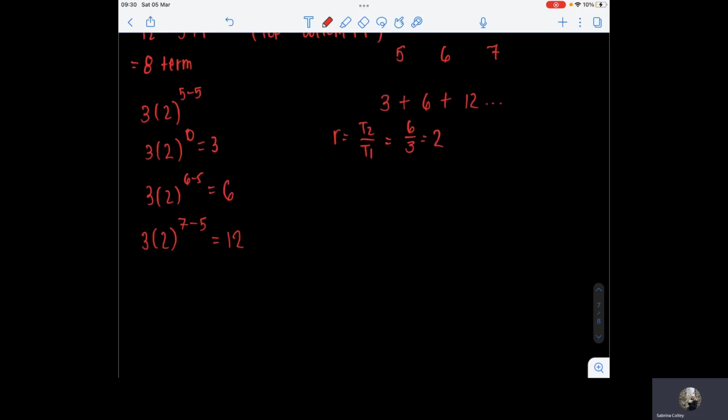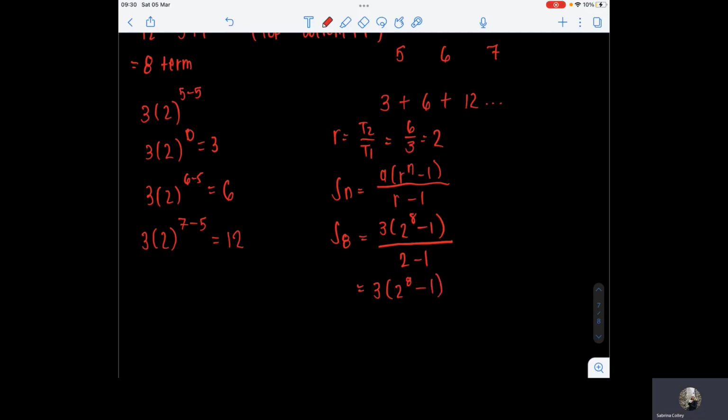Okay, so let's determine this. So Sn is equal to A times R to the power of n minus 1 over R minus 1, and I use this one because my R is greater than 1. Then my Sn is going to be up until my 8th term. So A is going to be 3, R is going to be 2, my n is 8. So this is the sum for 8 terms: 3 times 2 to the power of 8 minus 1 over 2 minus 1, and if we work that out on our calculator, we get an answer of 765.